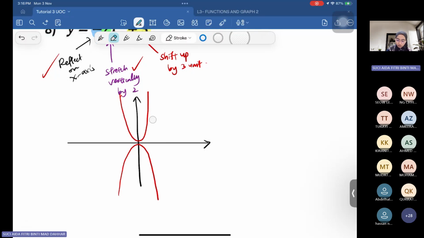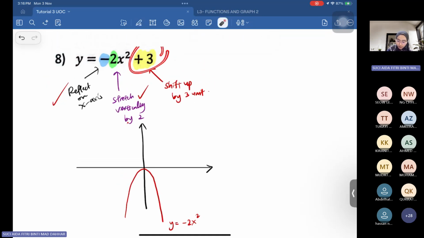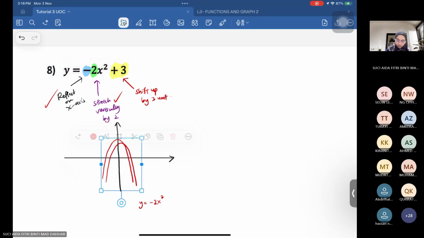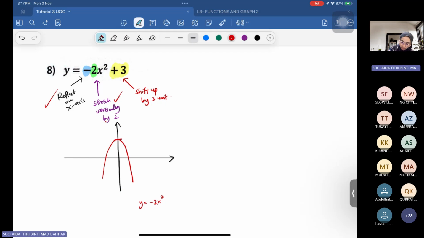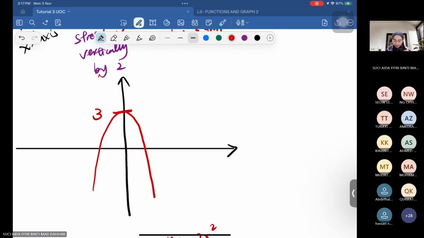So this is gone now. This is my y equals -2x squared, right? And then I want to shift up by 3. So just shift up entirely, bring it up 3 units above. So the vertex is now at +3. This goes down without stopping.